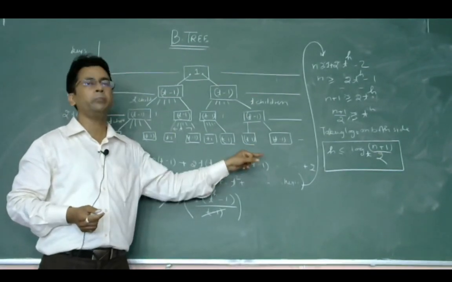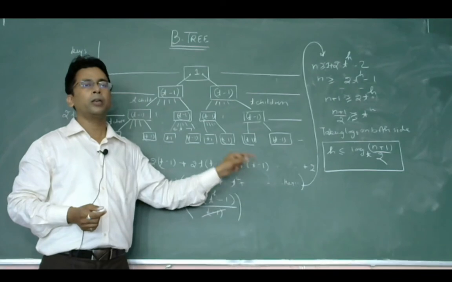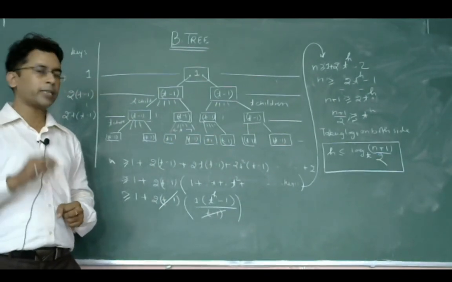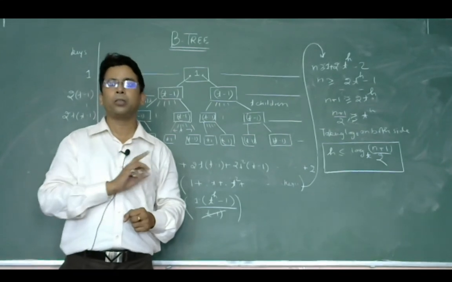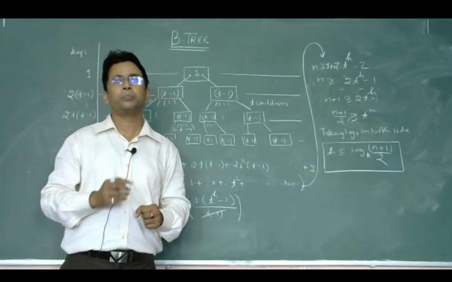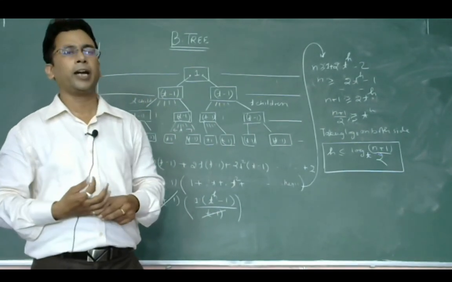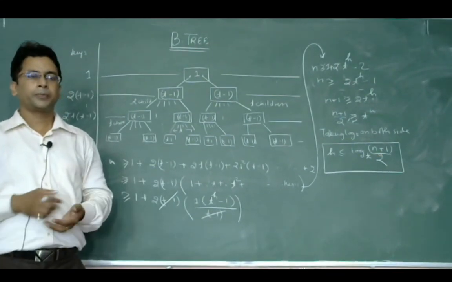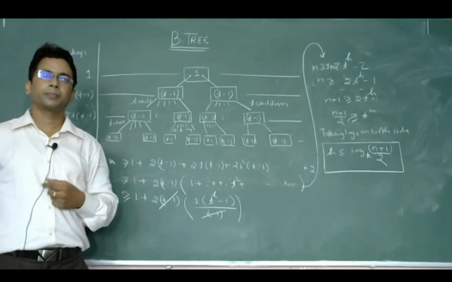This is the relation between the number of nodes, degree and height of the B tree. In the next lecture I shall discuss a numerical on this formula and the procedure of insertion and deletion in a B tree. Thank you.